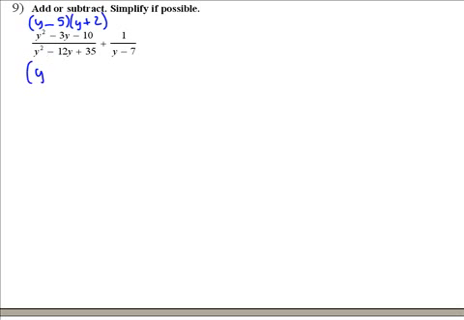The bottom, same thing. I've got y and a y. Need to multiply to make 35 and add to make negative 12. That should be negative 5 and negative 7. They multiply to make a positive 35. They add to make a negative 12. The y minus 5 and the y minus 5 go out. So right away, we're down to something that's y plus 2 over y minus 7 plus a 1 over y minus 7. I've already got a common denominator.